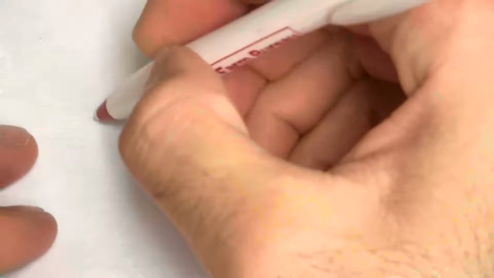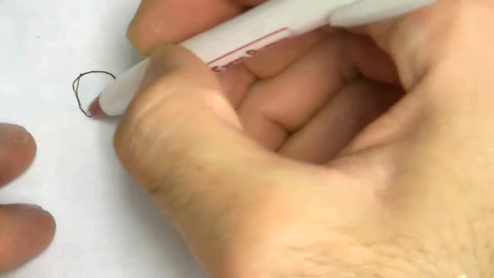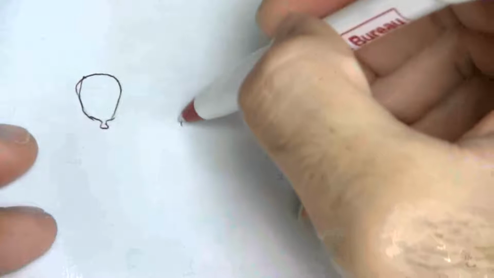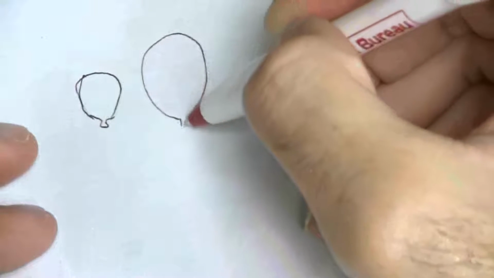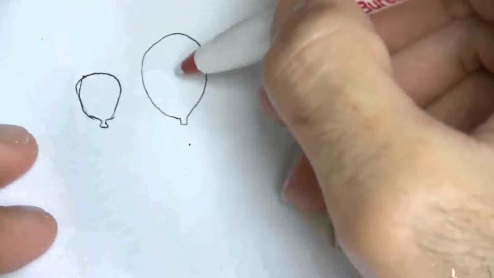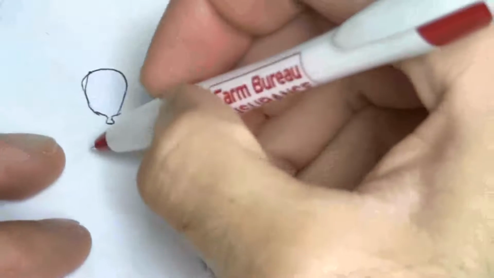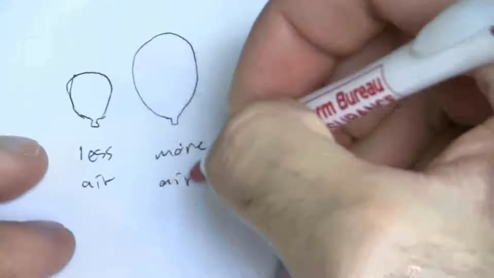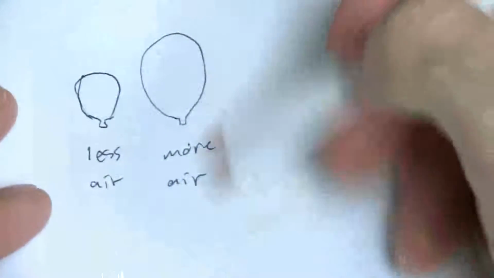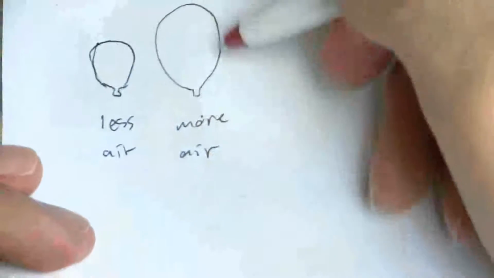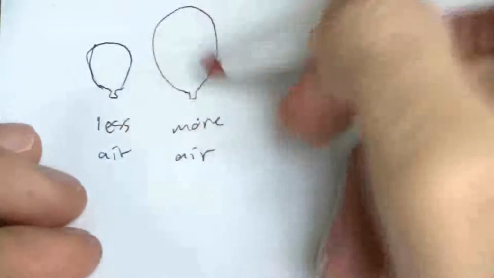If you consider the example of a balloon, when you inflate a balloon, it starts out small, and then how do you get it big? If you want a big balloon, you have to put more air in it, right? So here you have less air, here you have more air. In order to get a bigger balloon, you have to put more air in it. Pretty simple concept.